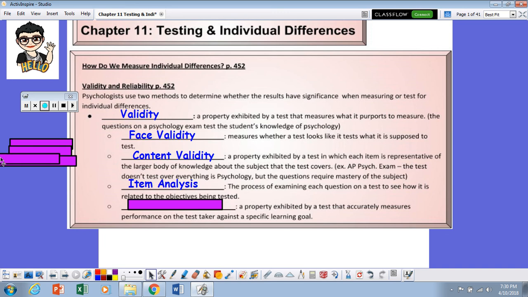Item analysis is the process of examining each question on a test to see how it's related to the objectives being tested. And criterion validity is a property exhibited by the test that accurately measures the performance of the test taker against specific learning goals. Criterion validity is something that you might see on the AP exam or perhaps even on the ACT.